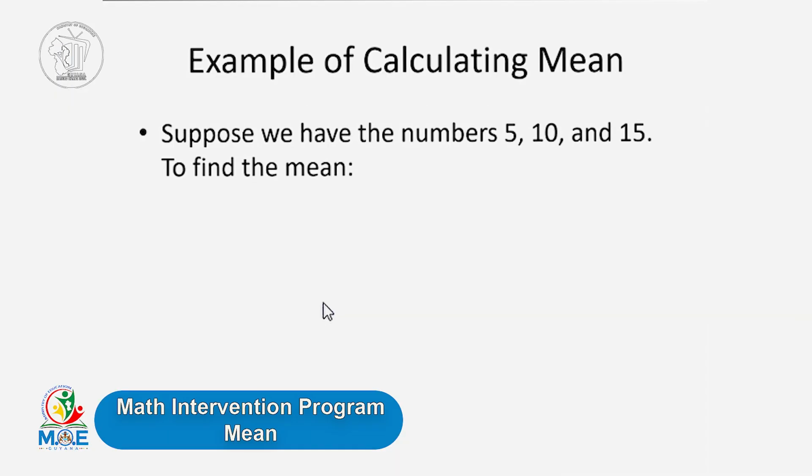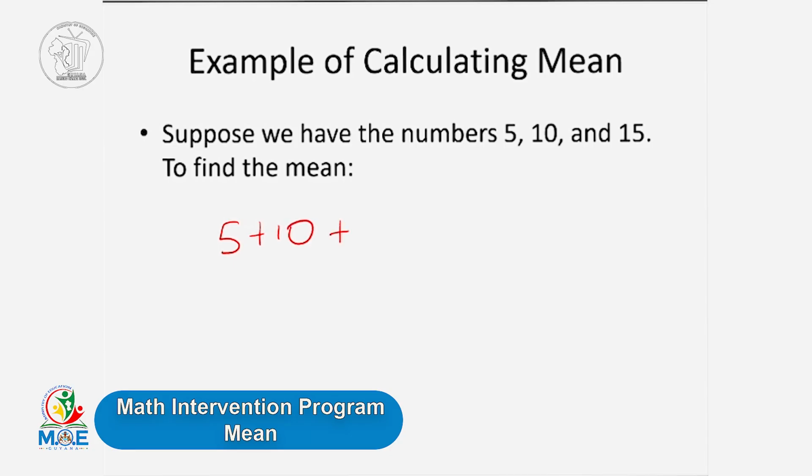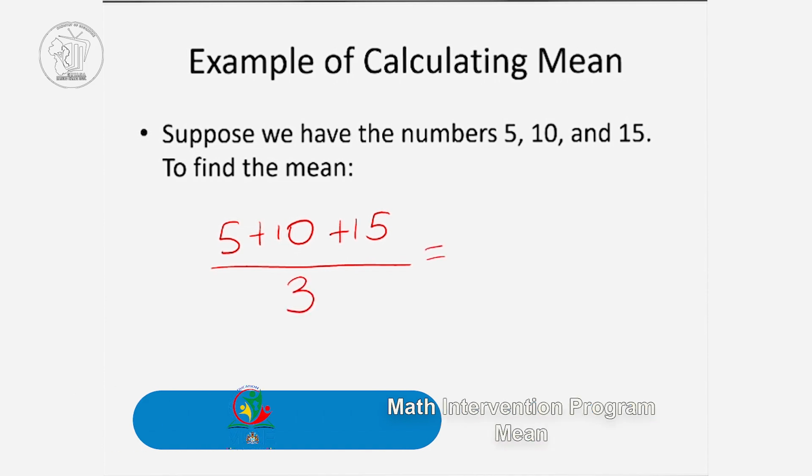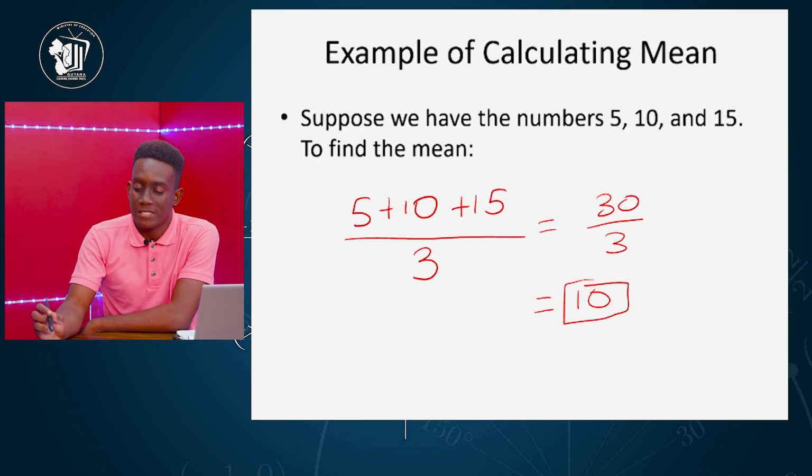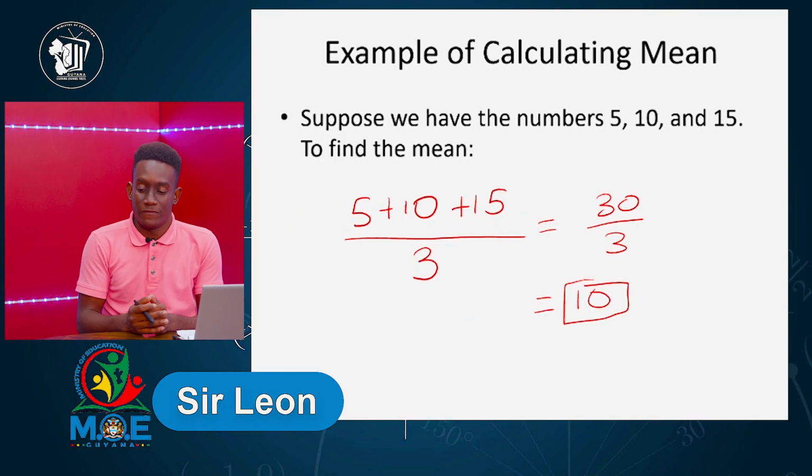Suppose we have the numbers 5, 10, and 15, and the instruction is find the mean. To find the mean, we add up all of the numbers, which would be 5 plus 10 plus 15. We have three numbers, so all of this will be divided by 3. 5 plus 10 is 15, 15 plus 15 is 30, divided by 3, which gives us a value of 10. So the mean of 5, 10, and 15 is 10, and that is the average of those three numbers.